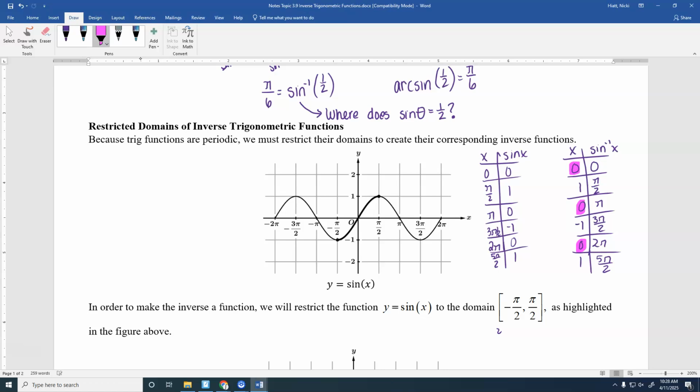So with x's repeated, you can't have a function, right? So if I were to just switch my x's and y's on the sine function, my result is not a function. It could still be a relation, but it's not a function. So in order to have an inverse sine function, we have to restrict the domain so that we don't have repeated y values. So for sine, what we do here is we're going to look at negative pi over 2 to pi over 2.